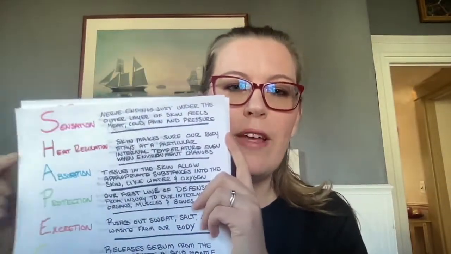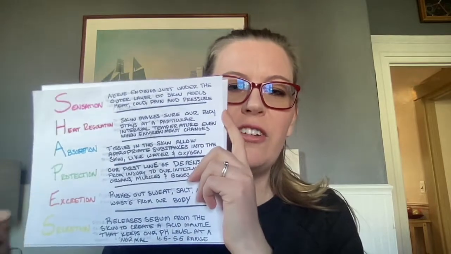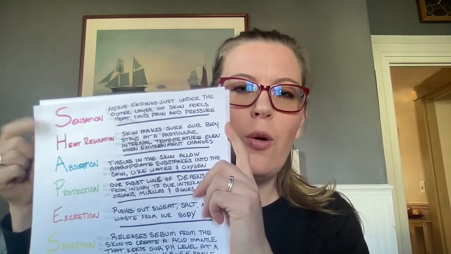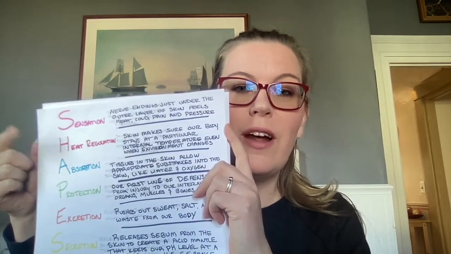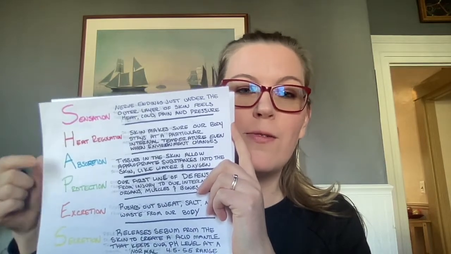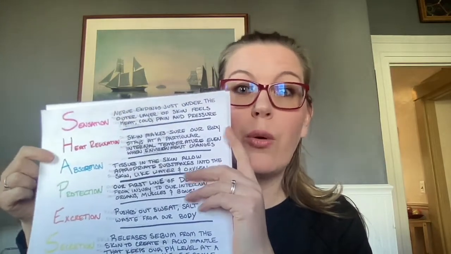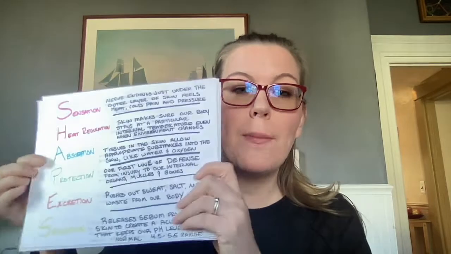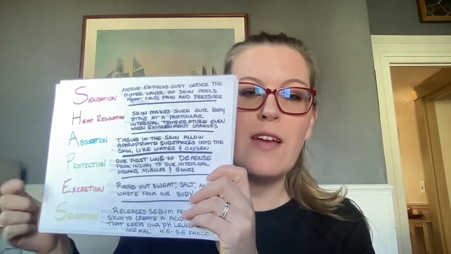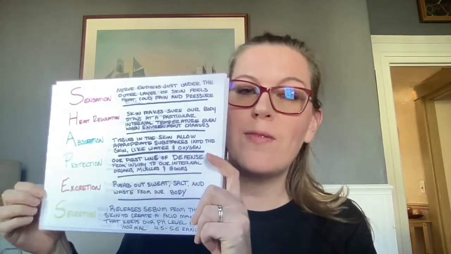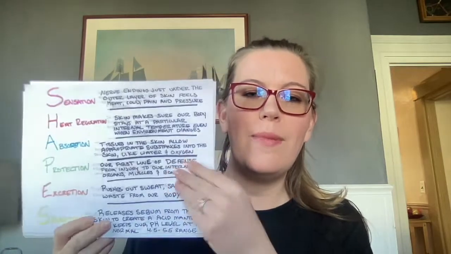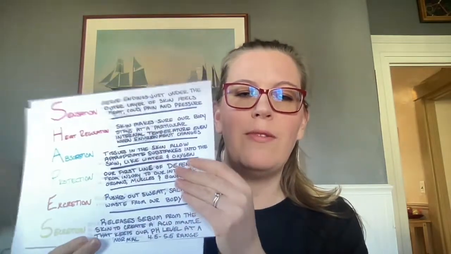What are the functions of our skin: we have shape, we have sensation, heat regulation, absorption, protection, excretion, and secretion. Sensation helps us feel cold, heat, pain. Heat regulation helps us know if we need to adjust our temperature in our body. It sends responses to the heat or the cold. Absorption, it takes in water and oxygen. Protection, it keeps our organs and muscles and bones safe. Excretion, it gets out sweat and salt and waste from the body. And secretion is it gives off that sebum, and it starts to create that pH level for our acid mantle to protect our skin.